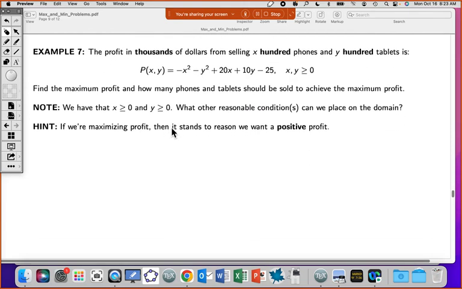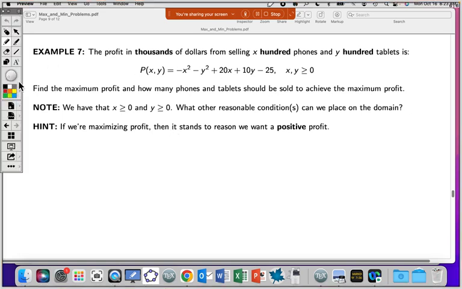So here's an example. This may look familiar. We actually looked at this problem way back when we first started talking about functions of two variables. It's a profit function. The profit is measured in thousands of dollars by selling X hundred phones and Y hundred tablets. Find the maximum profit and how many phones and tablets should be sold to achieve the maximum profit.